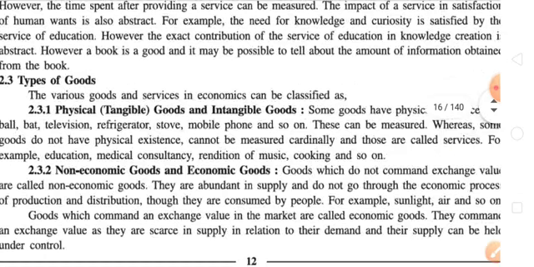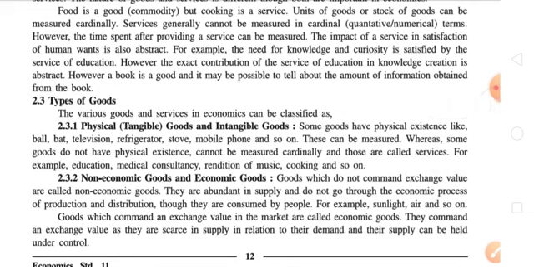So first of all, let us start with the first type of good, that is physical or tangible goods and intangible goods. As we have already discussed in the meaning of goods, all those goods which have physical existence, or which are tangible in nature, are called tangible goods, while all those goods which are intangible or do not have any kind of physical existence are intangible goods. But let us discuss in detail. Some goods have physical existence like ball, bat, television, refrigerator, stove, mobile phone, and so on. So these are the examples.